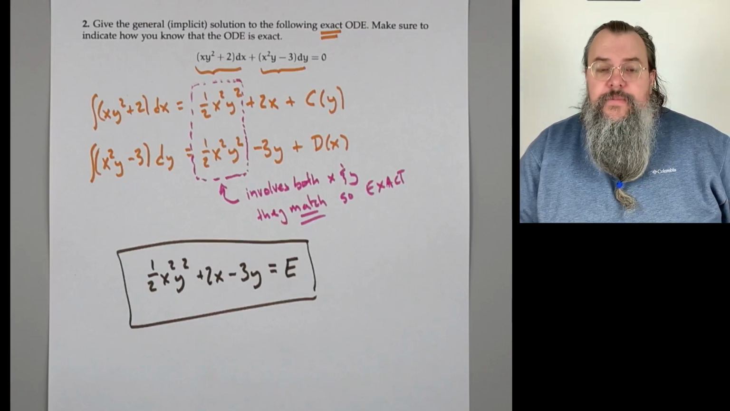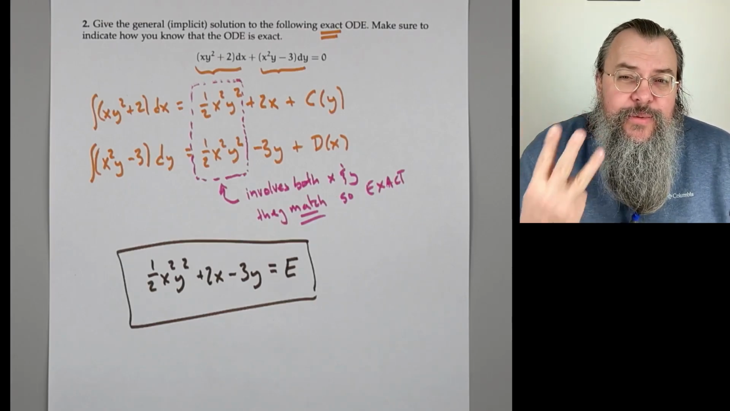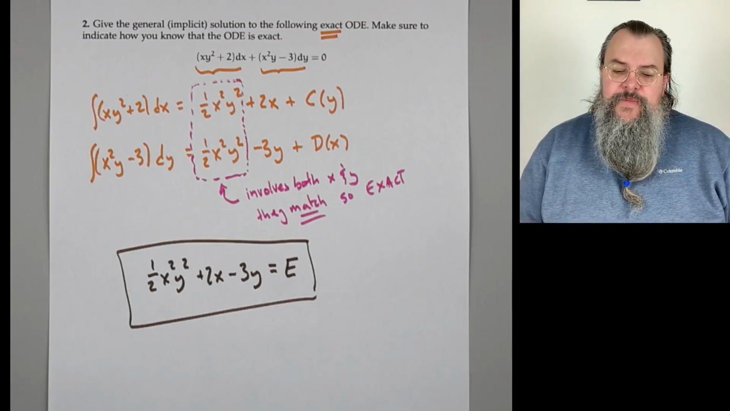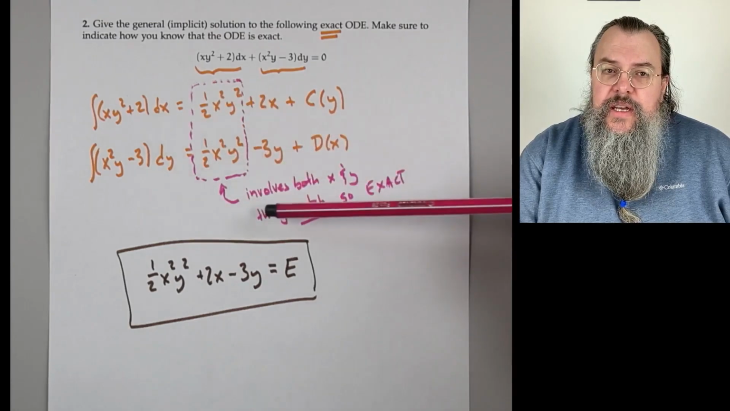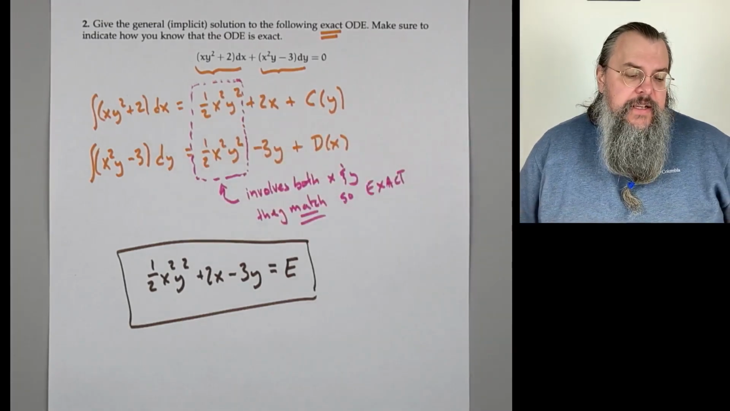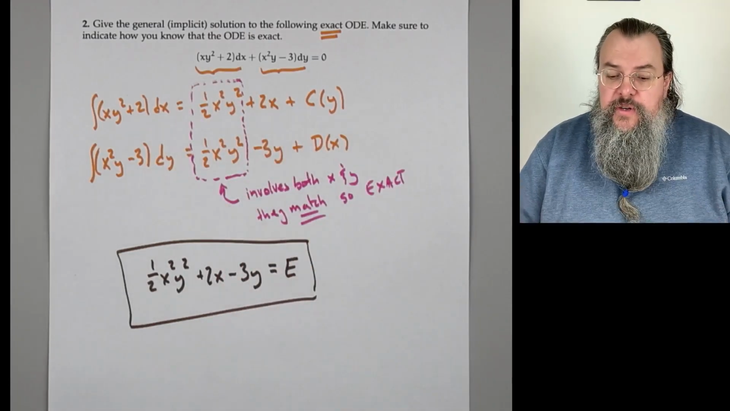Now, could you have shown exact in other ways? Generally speaking, there are sort of 3 things you can do to show exact. One thing you can do is what we did here, just check that these agree. The next thing you can do is take a look at these pieces and compare partial derivatives.